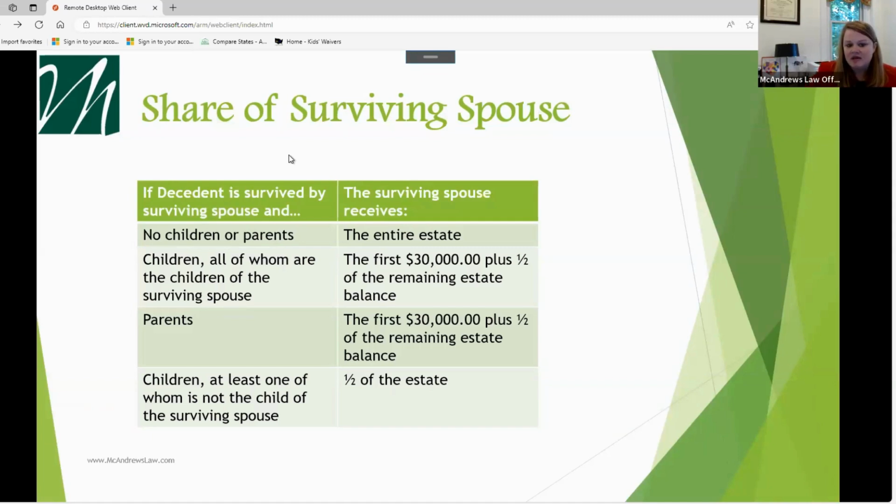So you can see, just in talking about the share of the surviving spouse, this may not be what you want to happen if something happened to you. Would you want everything to go to your spouse? Would you want your children included right then? Would you want your parents included over your surviving spouse? So that's why a will, again, allows you to do what you would prefer.